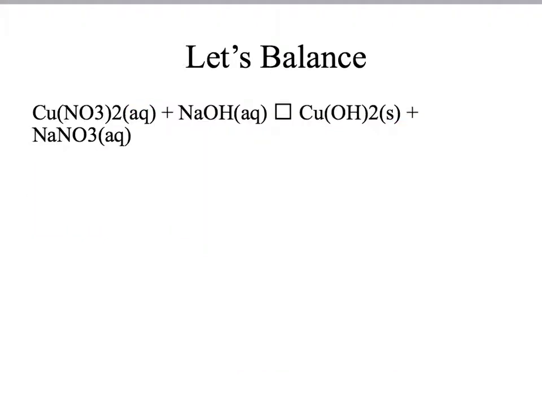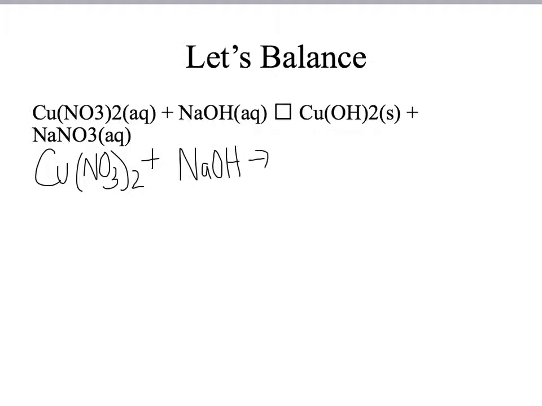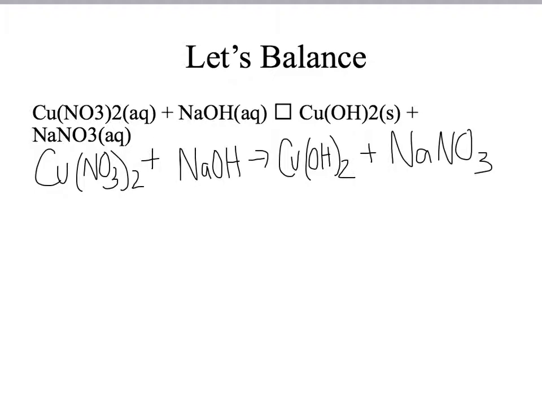One last one, and this is one that we're going to use the polyatomic ions. And this gets faster. At some point, you might be able to do it without the RIP chart, but for now, we're going to use it. So I'm going to rewrite this, Cu(NO3)2. That is a reactant. I'm going to skip the aqueous because I don't have a lot of room here on my paper. Plus NaOH yields Cu(OH)2 plus NaNO3.